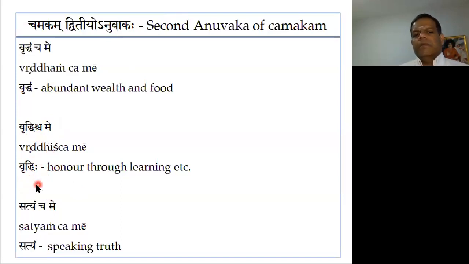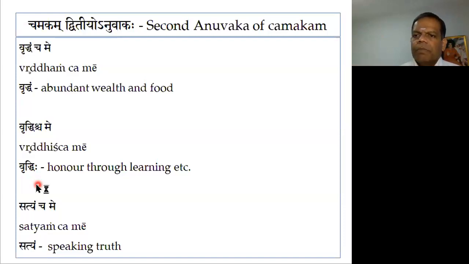Vriddhi means growth in general, abundance. But here the commentators have distinguished vriddhi as something where you learn through knowledge, learning, your growth in terms of knowledge. That's the way the commentators have explained, so we'll go with that. Vriddhischame: let the knowledge through which we have grown be beneficial to the world.